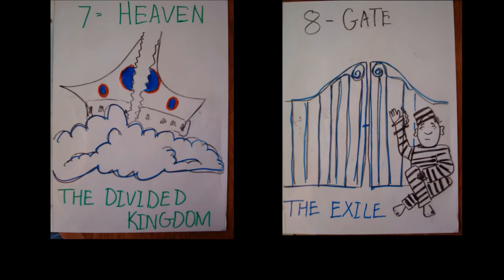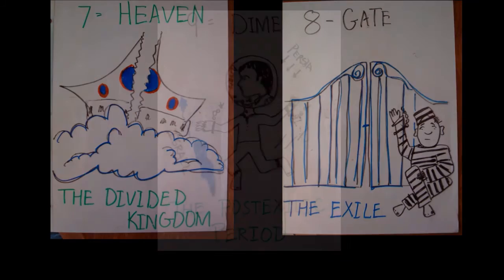Which brings us to 8, gate. Eventually, after many warnings of the prophets, Israel is taken away into exile in 722 BC by Assyria, and then in 586 BC, Judah is taken away into exile by Babylon. So this is a poor Hebrew who is chained to the gate, demonstrating that he is in exile, and so 8, gate, is the exile.